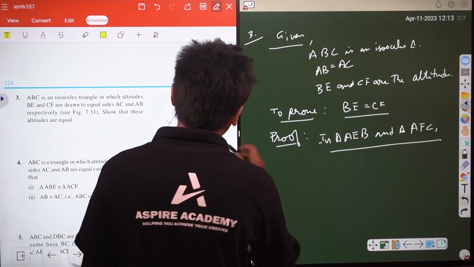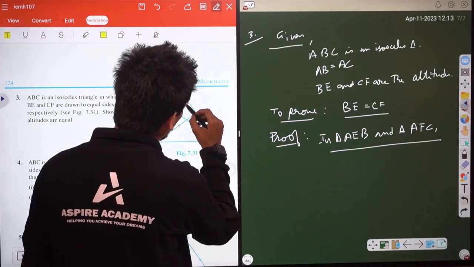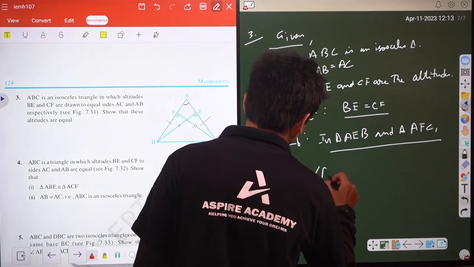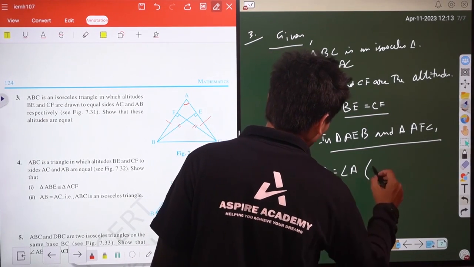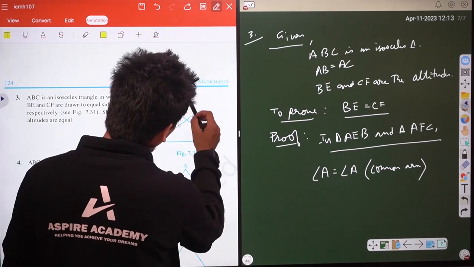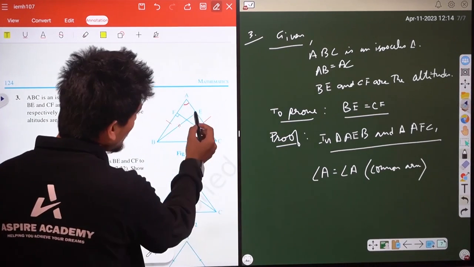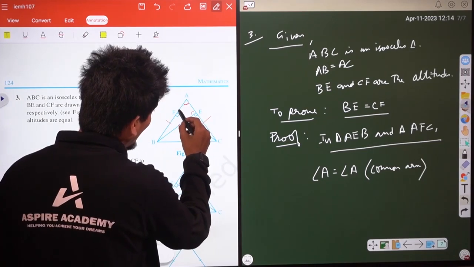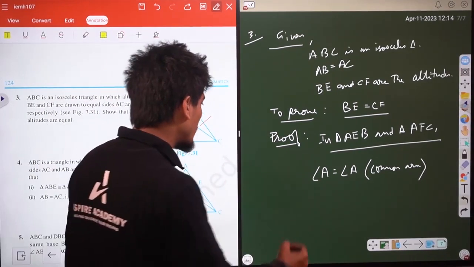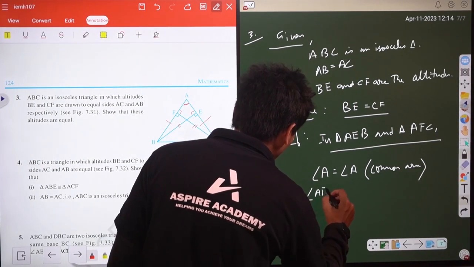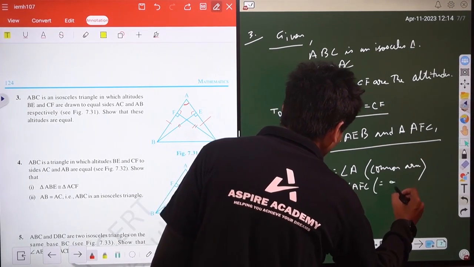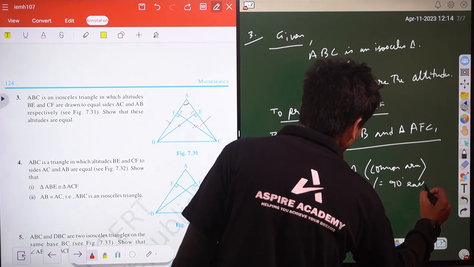Now first of all, this angle A is the common angle to both these triangles, right? Since this is a common angle, so what can I write? Angle A is equals to angle A. Why? Because it is the common arm, right? Next, angle AEB is equals to angle AFC. Why? Because this angle is equals to 90 degree and this angle is also equals to 90 degree. Since they are 90 degree each, so therefore we can write that angle AEB is equals to angle AFC, which is equals to 90 degree each. They are right angles, right?